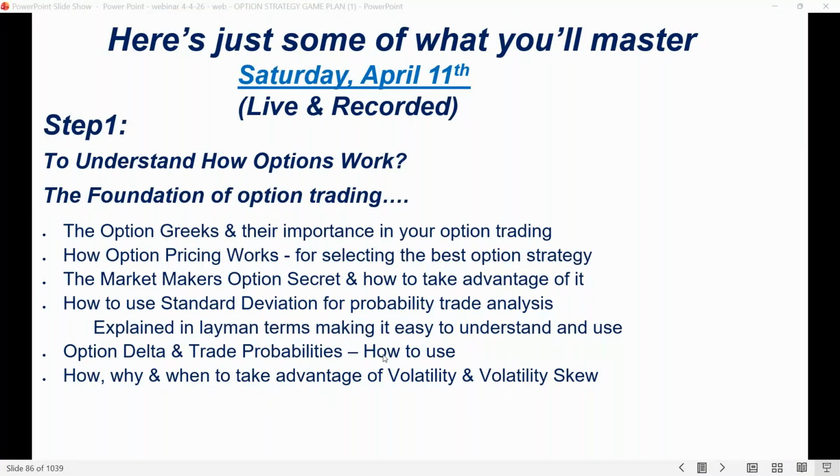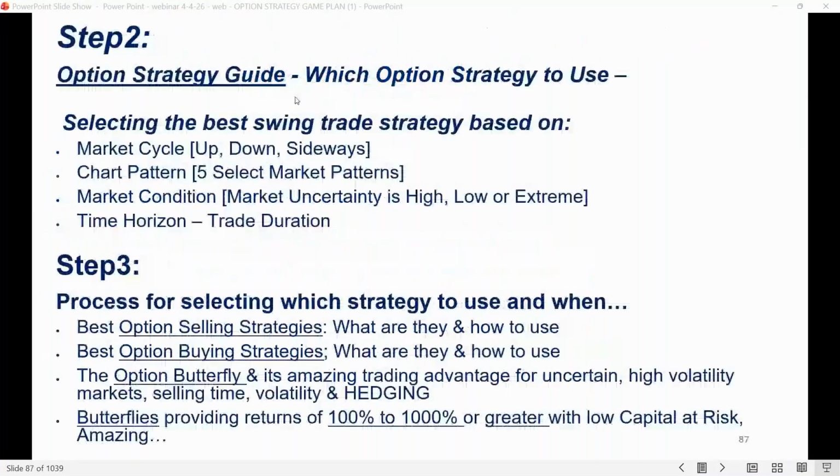We'll go through that. And then part two, or step two of the program, is the strategy guide. This is where we're going to go through which option strategy to use, based on this kind of process to help select the best trade setup option strategy for the market conditions. We're going to go through how you determine if we're in an uptrend, downtrend, or sideways market. I'll go through the exact way I set that up to know specifically, mechanically, are we up, down, sideways? Okay, so we'll go through that.